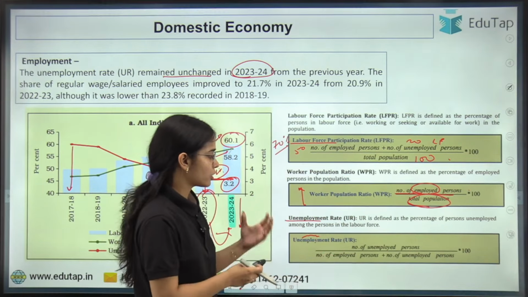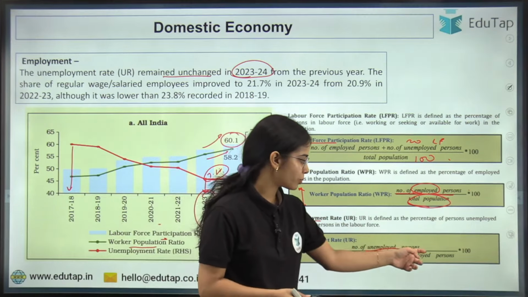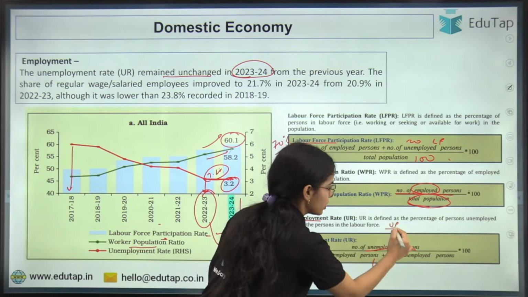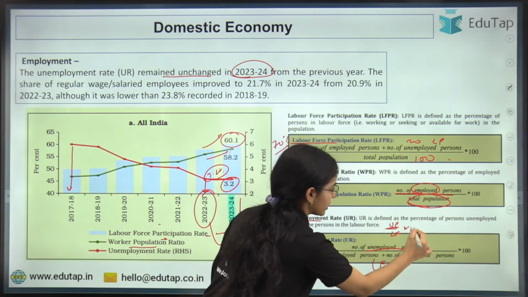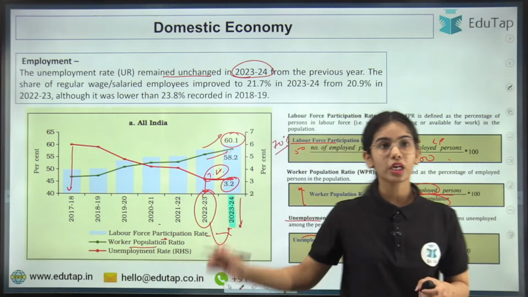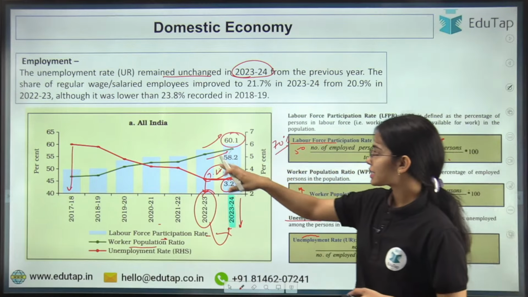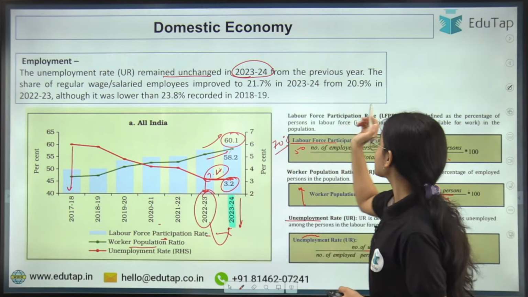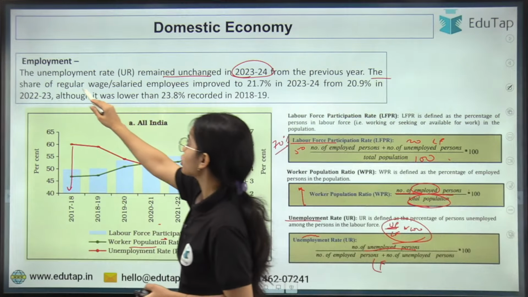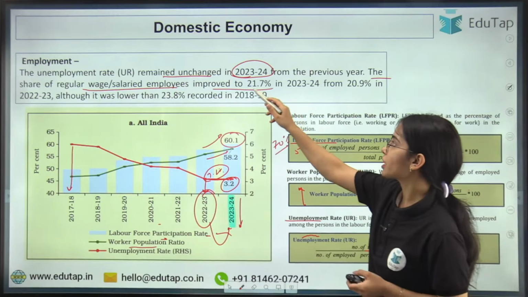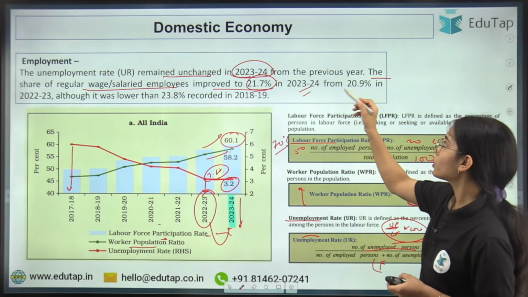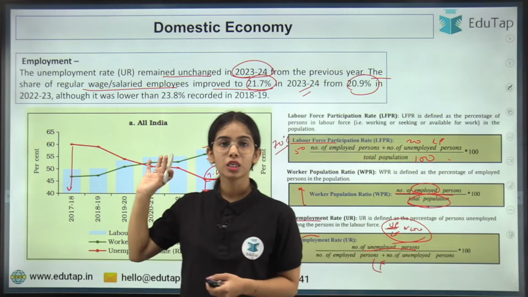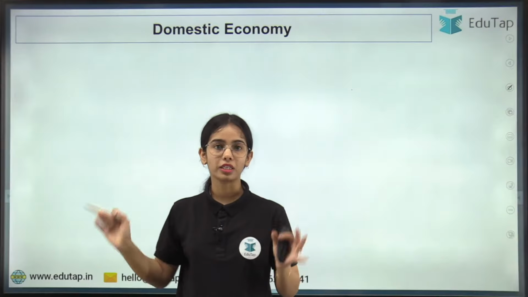Unemployment rate is basically the number of unemployed persons divided by the labor force, multiplied by 100. So this is the unemployment rate. Okay, so this is the idea. Now unemployment rate has decreased, labor force participation rate has increased, worker population ratio has increased. Next is the share of regular wage or salaried employees, which improved to 21.7% in 2023-24 as compared to 20.9% in the previous year. This is the data point for employment.